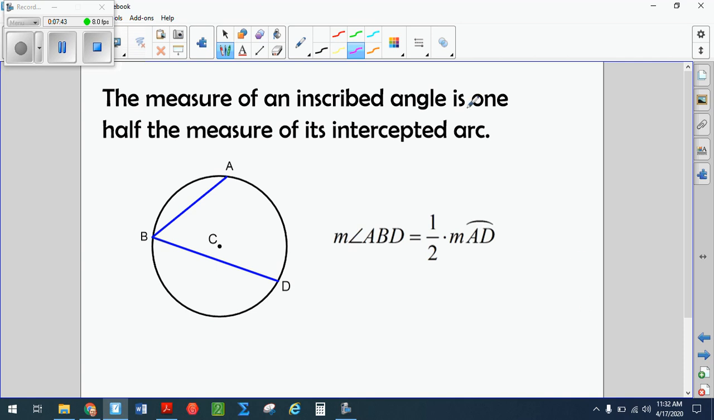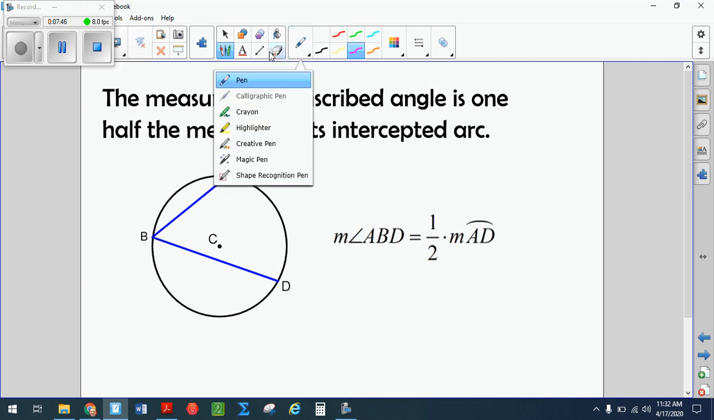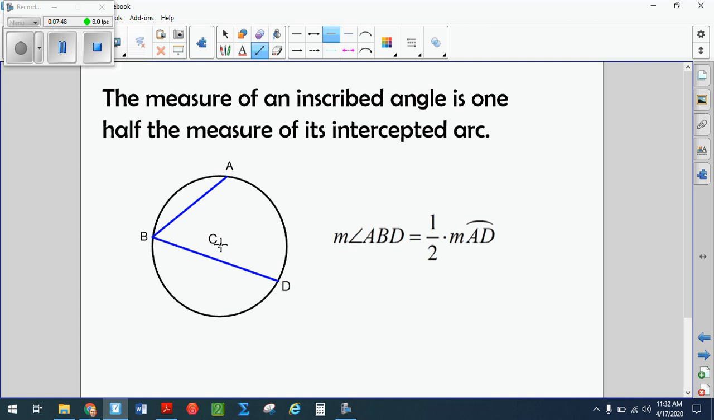And again, the way that we can find the measure of the intercepted arc, depending on the problem we're working on, is we can find the measure of the central angle that makes up that arc. So if I know the measure of angle C on the inside, that red angle, then that means I know the measure of the arc. And if I take half that arc, I can find the measure of angle B. So let's do a couple of practice problems with this theorem.